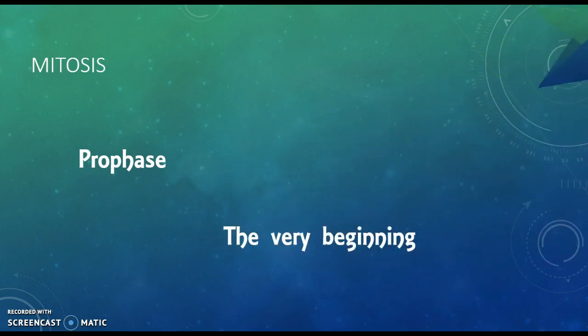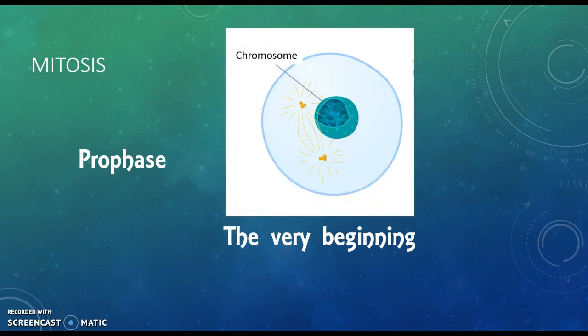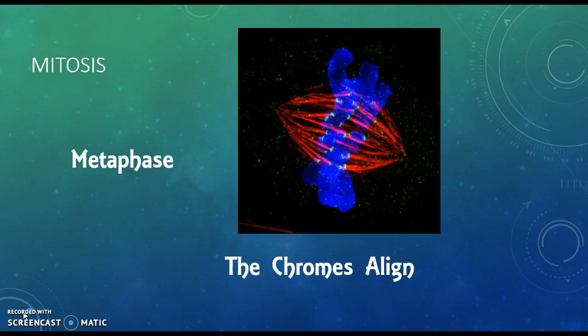So prophase, the very beginning. This is when the nuclear envelope begins to dissolve, and when your chromatin begins to coil. Metaphase is where the normally recognized chromosomes are tightly coiled and aligned. They're aligned with the equator of the cell, ready for anaphase.